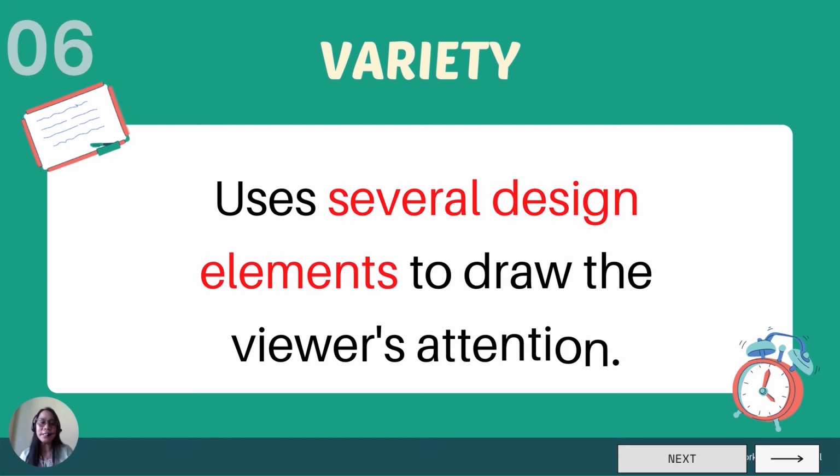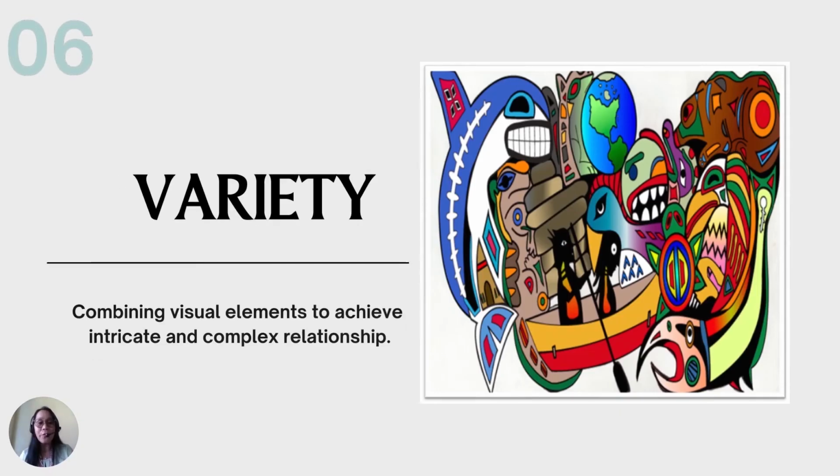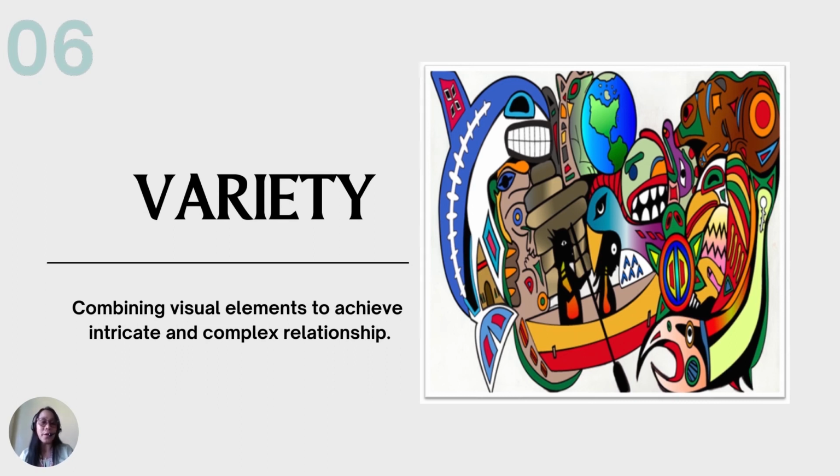From the word itself, variety, meaning daghan, several, uses several design elements to draw viewers' attention. It's not focused on one, but two or more design elements are imparted in your layout in order to draw another form of attention. Giving this example for variety, take a look at this one: combining visual elements to achieve intricate and complex relationships. Take a look at this picture. There are a lot of elements imparted in this picture.